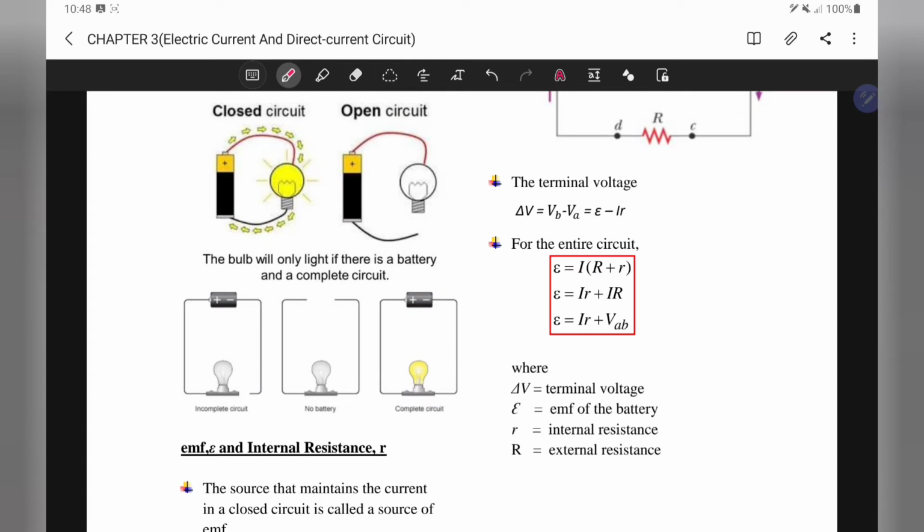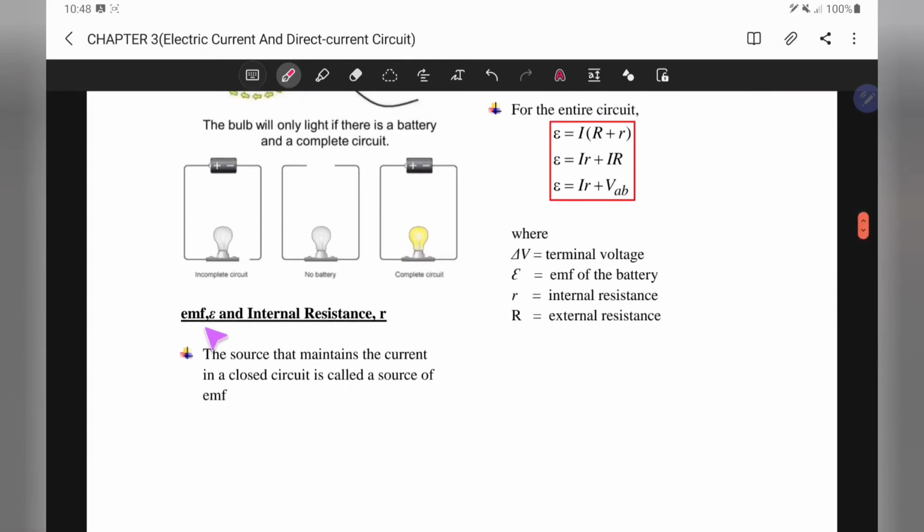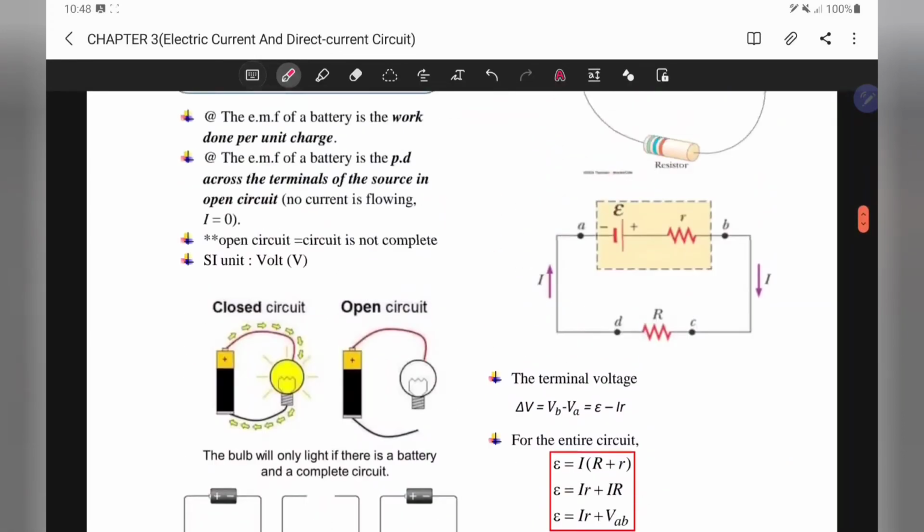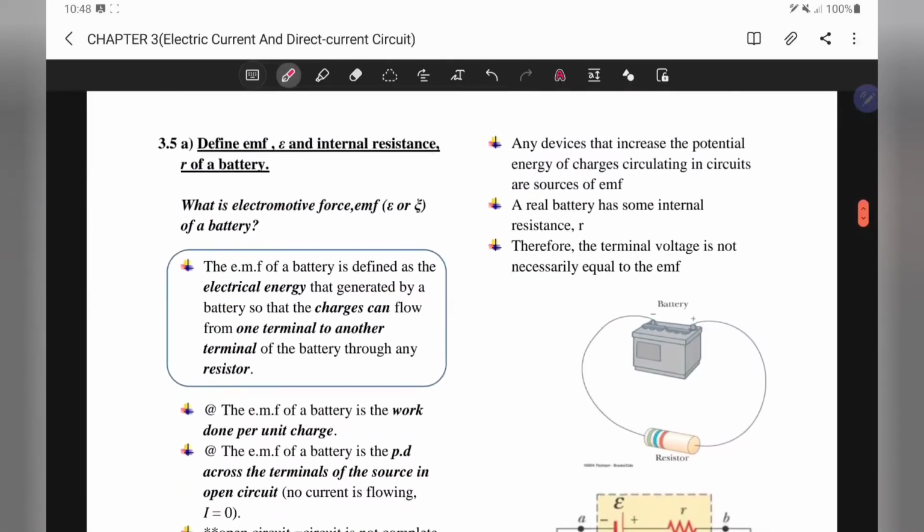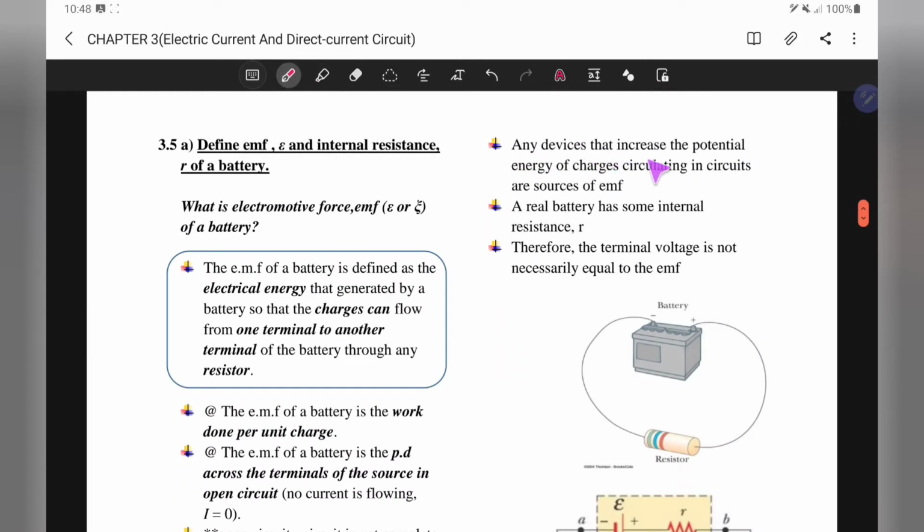All right, so EMF and internal resistance. What is that actually? The source that maintains the current in a closed circuit is called a source of EMF. Normally a battery. It provides the current, provides the energy, and that is EMF or battery. Any device that increases the potential energy of charges circulating in circuits is a source of EMF.